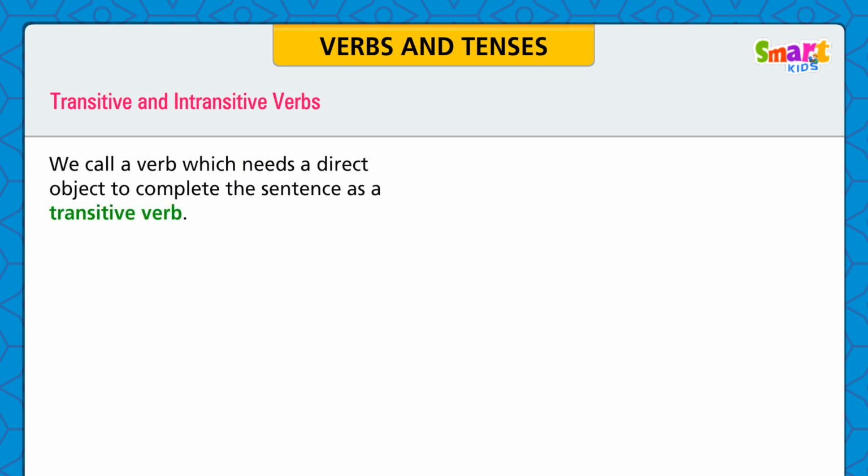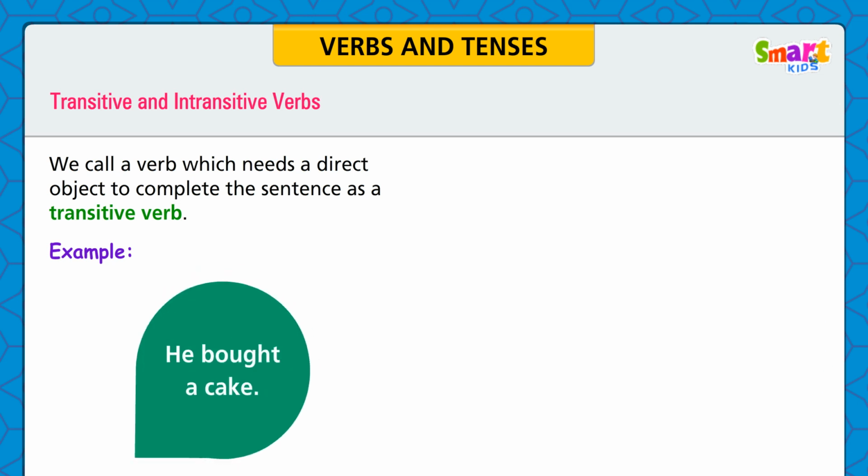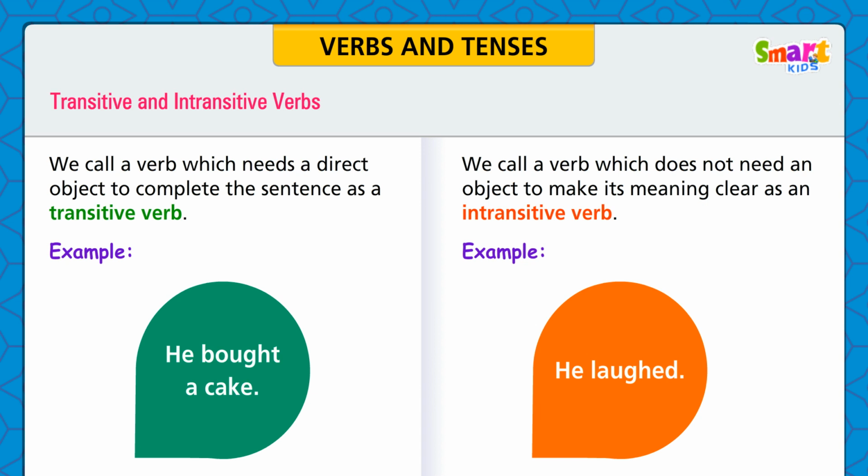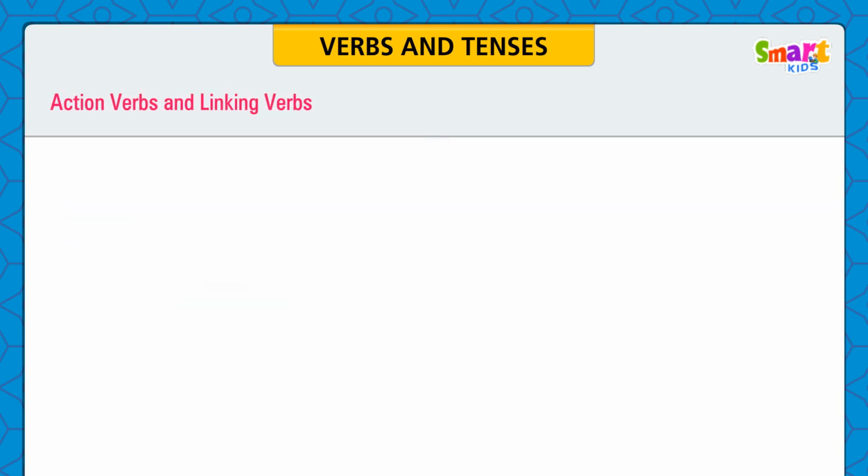We call a verb which needs a direct object to complete the sentence a transitive verb. For example, he bought a cake. We call a verb which does not need an object to make its meaning clear an intransitive verb. For example, he loved. Let us learn the action verbs and linking verbs.